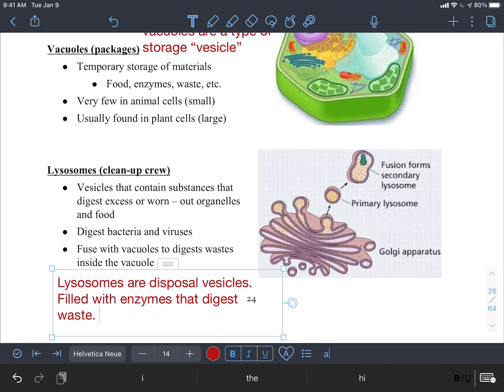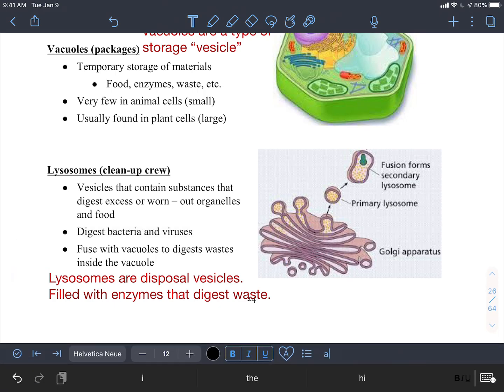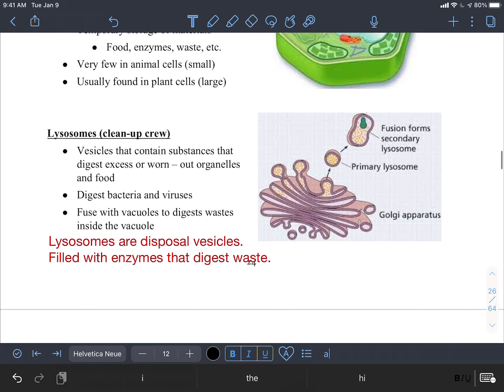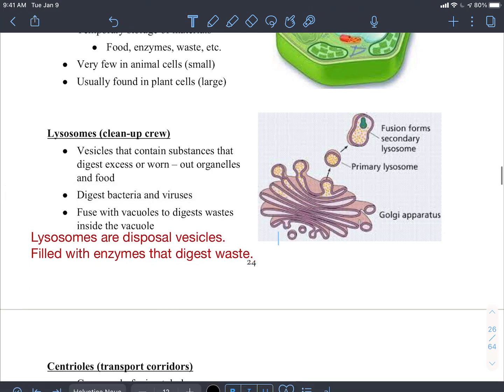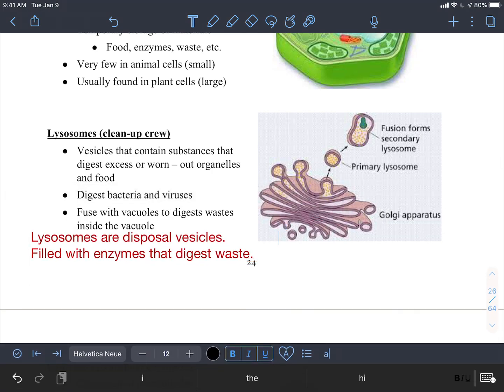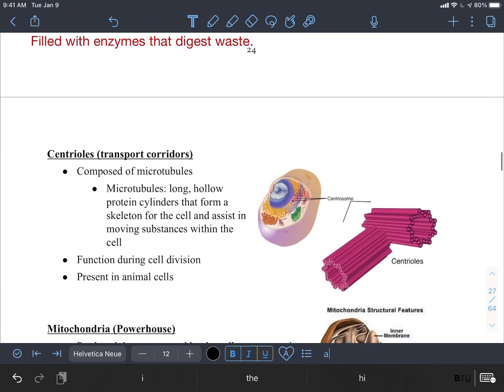Now, an enzyme is a type of protein that's important to making sure a chemical reaction happens, like destruction of a waste product. Too much waste product in your cell, bad news. It's going to poison itself.